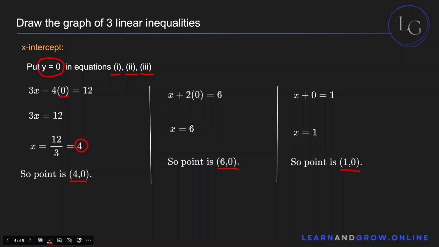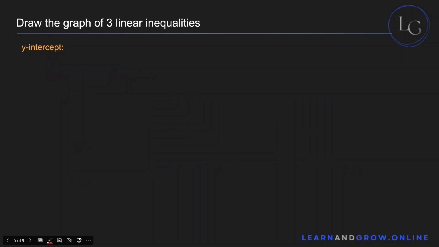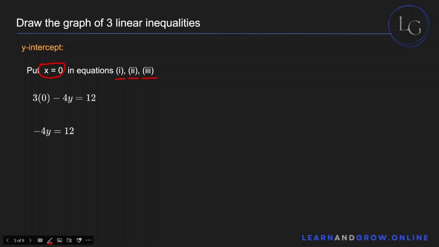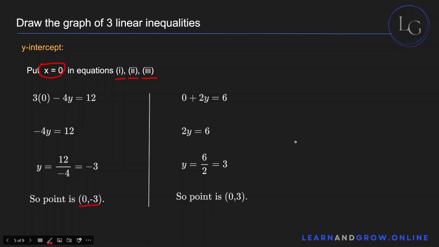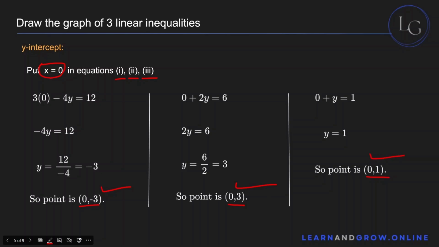Fairly simple, right? And similarly, the next step is to find the y-intercept. That can be found out by plugging in x is equal to 0 in all three equations. So simple, right? For the first equation, you get (0, -3). For the second equation, you get (0, 3). And for the third equation, you get (0, 1). That gives the y-intercept for all three equations.